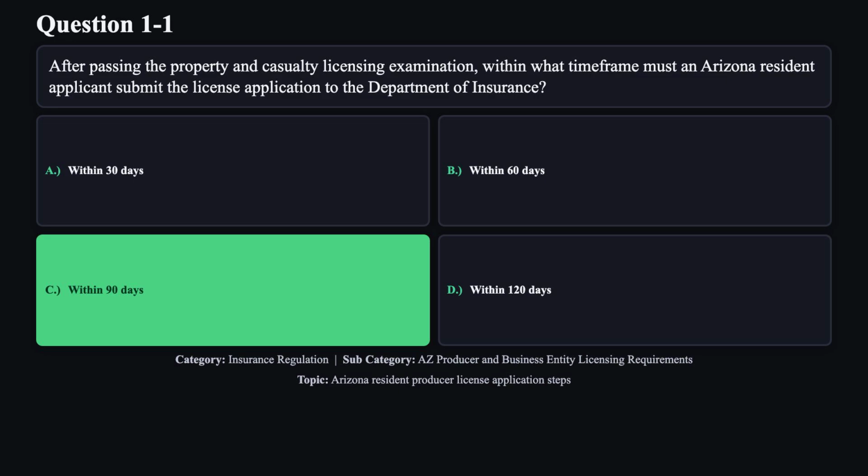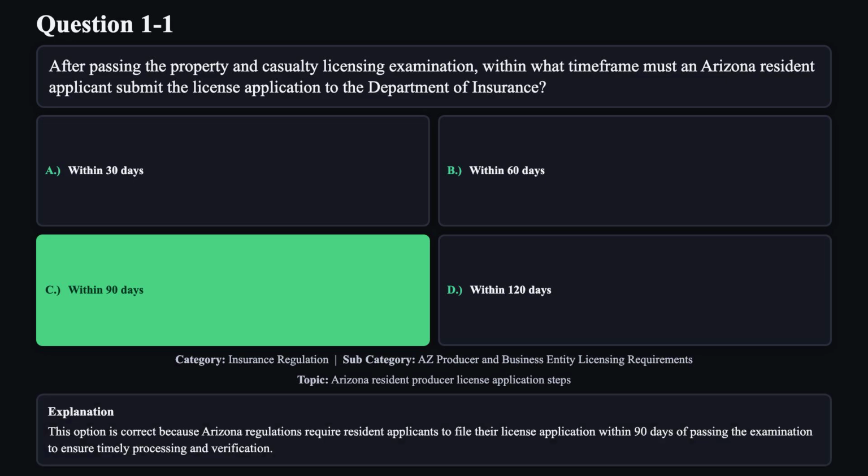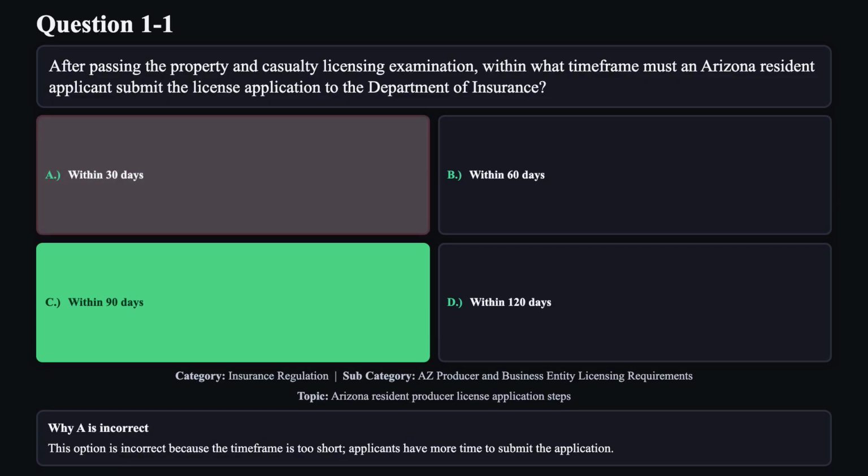The correct answer is C. This option is correct because Arizona regulations require resident applicants to file their license application within 90 days of passing the examination to ensure timely processing and verification. Reason A is not correct. This option is incorrect because the time frame is too short. Applicants have more time to submit the application.